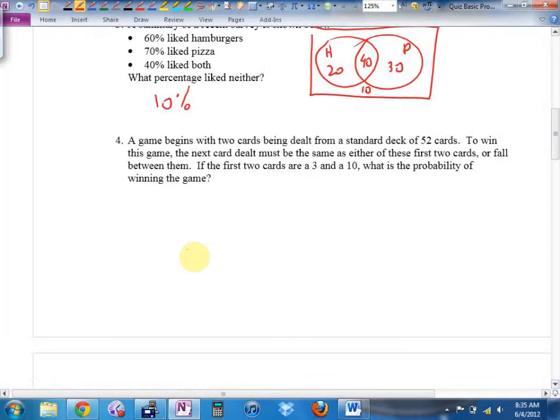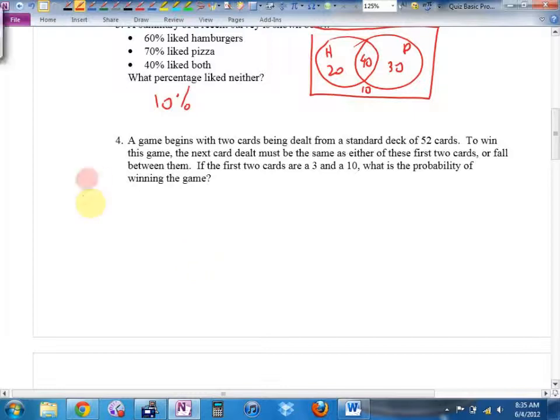Number 4, here's an example of just a generic probability question. I think I'm going to solve this by counting. It says, a game begins with 2 cards being dealt from a standard deck of 52 cards. To win this game, the next card must be the same or fall between them. If the first 2 cards are a 3 and a 10, what's the probability of winning the game?